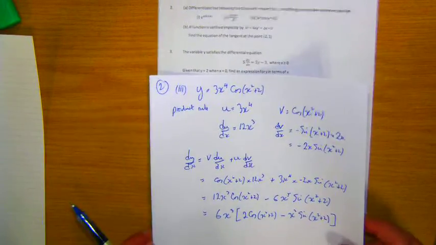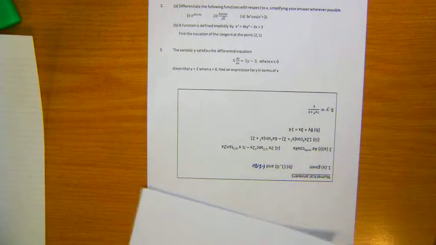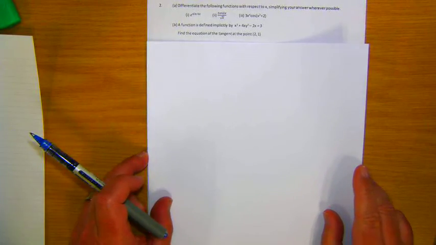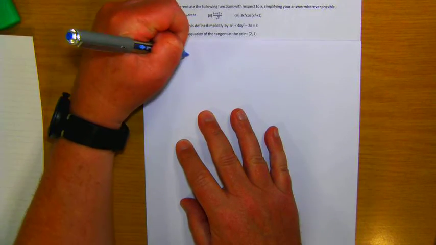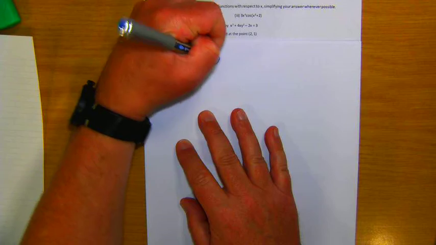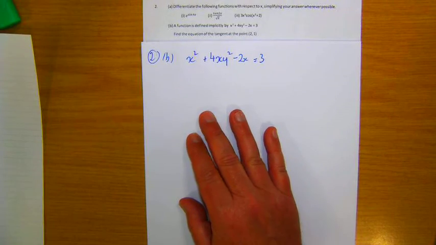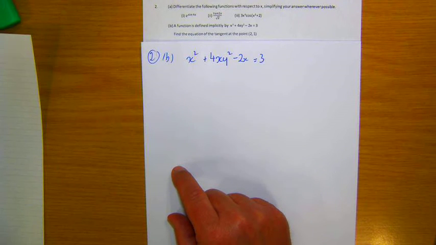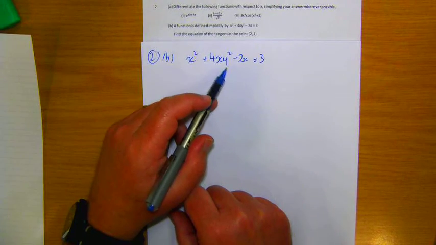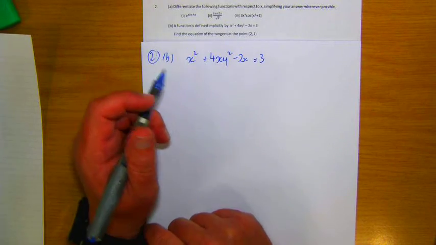Then we come to B. So 3b, a function is defined implicitly. So this was the other differentiation skill that we practiced. An implicit function is one that you cannot rearrange to write it in terms of y equals a function of x. You probably could just about with this one, although you'd end up with a plus or minus root in it. But that's not the way that they want you to solve this.